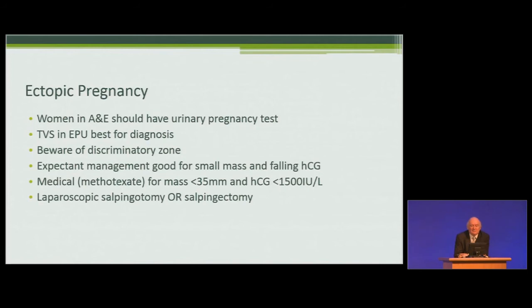Now, there were 2 big series, one from France and one from Netherlands in the last year or so, looking at salpingotomy versus salpingectomy, and they're more or less coming down on the side of salpingectomy. I don't think that question is answered yet. There's probably a marginal benefit in the salpingotomy for future pregnancies, although that hasn't been found in the trials. And the great benefit of the salpingectomy is that there's definitely a lower rate of persistent gestational tissue in the treated tube.